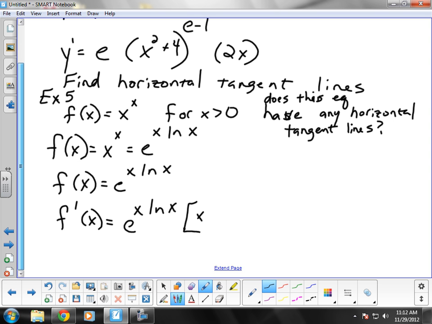The first times the derivative of the second plus... remember, this exponent right here is actually a product, right? So I've got to use the product rule when I take its derivative. Simple 5 times the ln of x. Right, we did this, wasn't that like example B on example 1? It's one of the first ones we've already done.